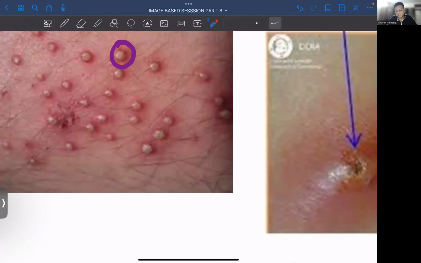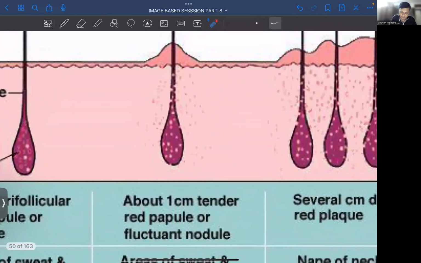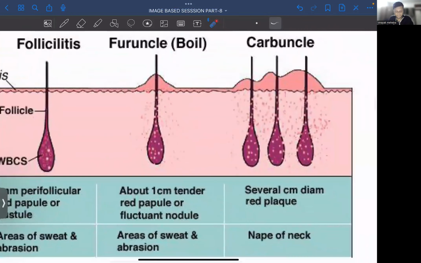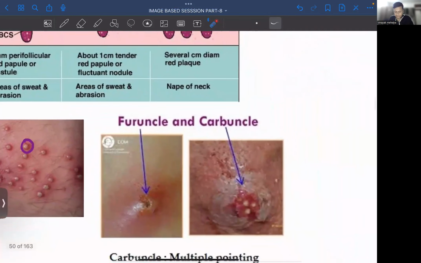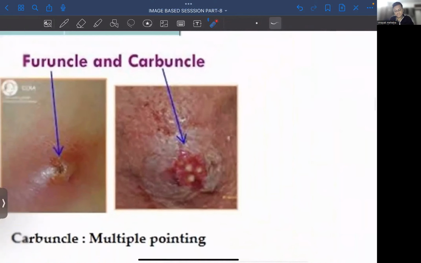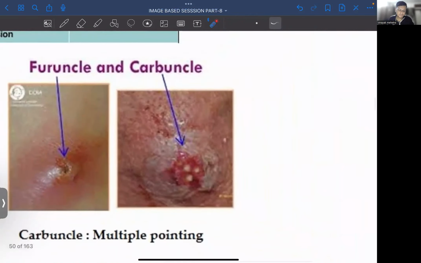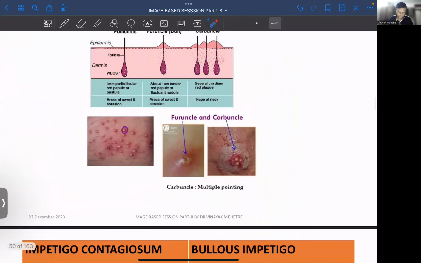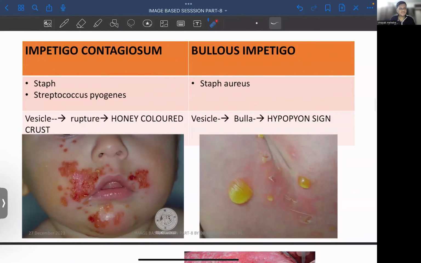The follicle is involved, and that follicle is involving the surrounding skin, will be called as furuncle. Okay, a lesion which is involving more than one hair follicle will be called as what? Carbuncle. Difference has been asked. Okay, difference has been asked. Examiner's favorite.